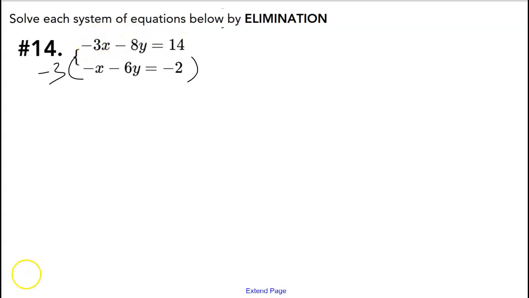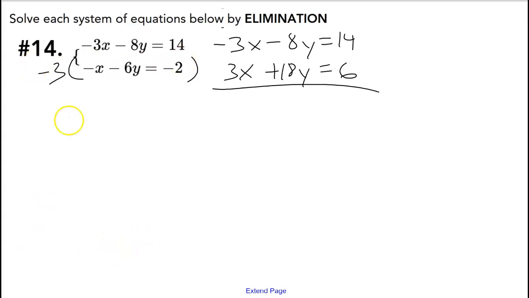So I'm going to rewrite this first part, which is negative 3x minus 8y is equal to 14. And then distribute this negative 3 all the way across here, and get negative 3 times negative 1, positive 3. Negative times a negative, positive. 3 times 6, 18y. Negative times a negative is positive. 3 times 2 is 6.